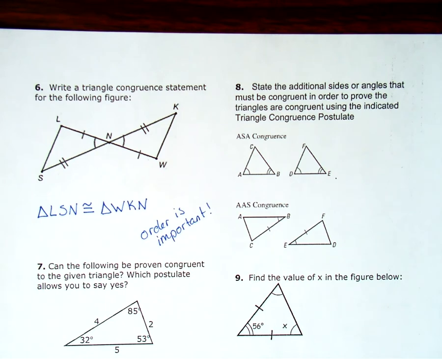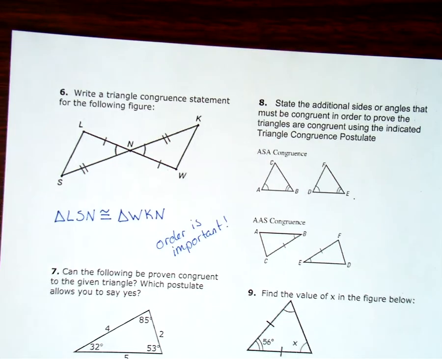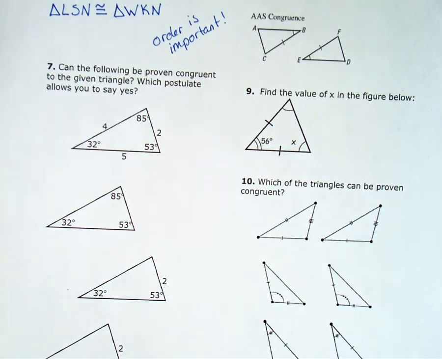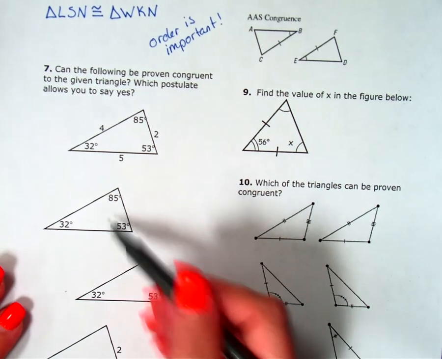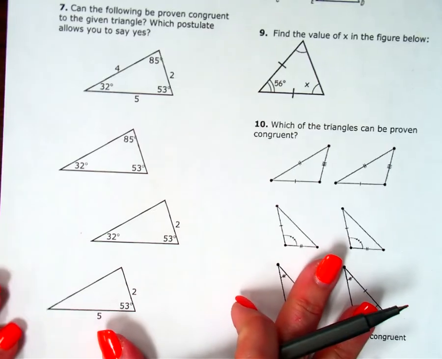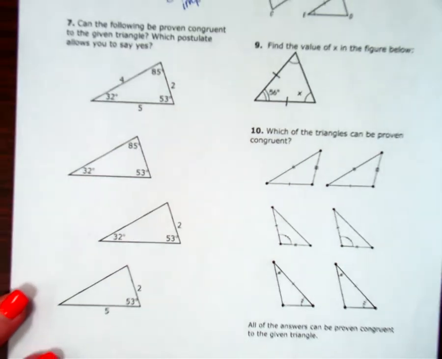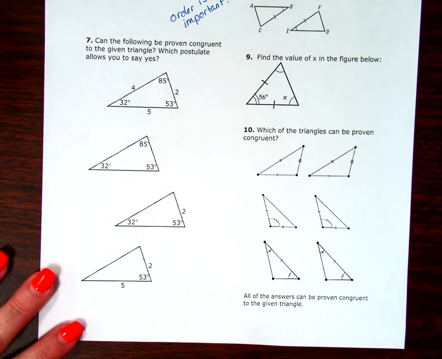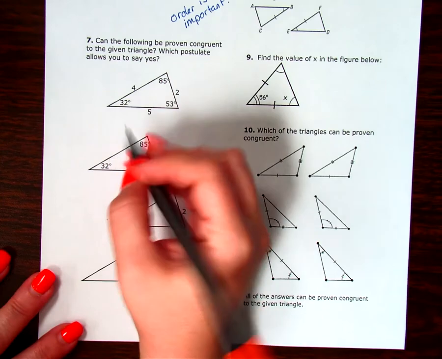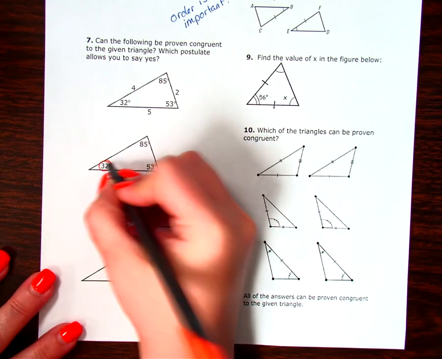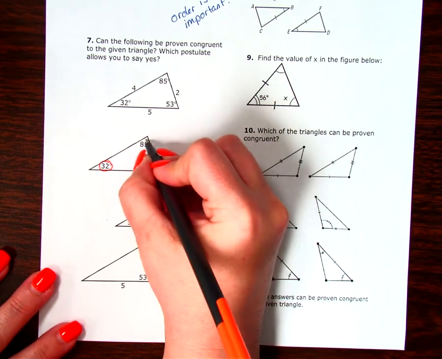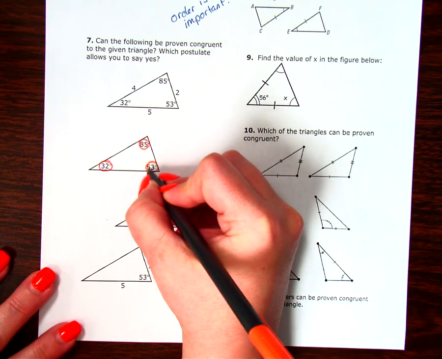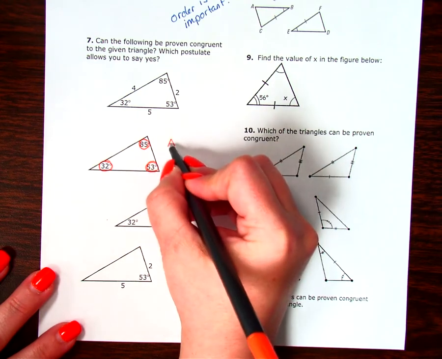All right. Number 7, can the following be proven congruent to the given triangles? Which postulate allows you to say yes? Okay, so when I look at my triangles, I'm going to be comparing the bottom 3 triangles to the top triangle. Let's see if we can see all of them at one time. Here we go. All right, so I can see I've got a 32 that matches a 32. I've got an 85 that matches an 85. And I've got a 53 that matches a 53. So I've got 3 angles.